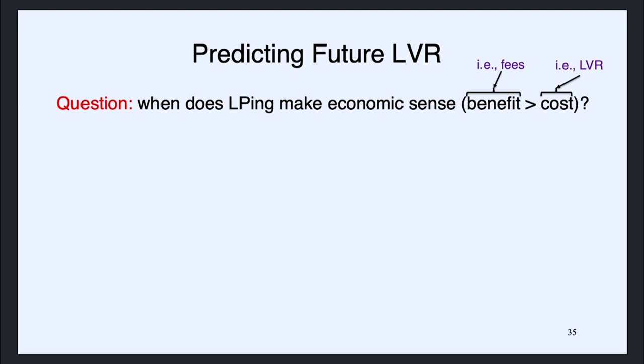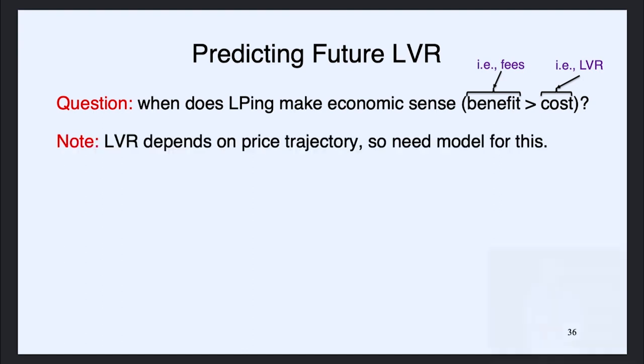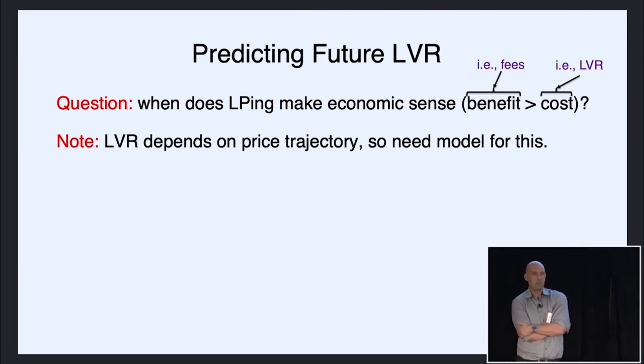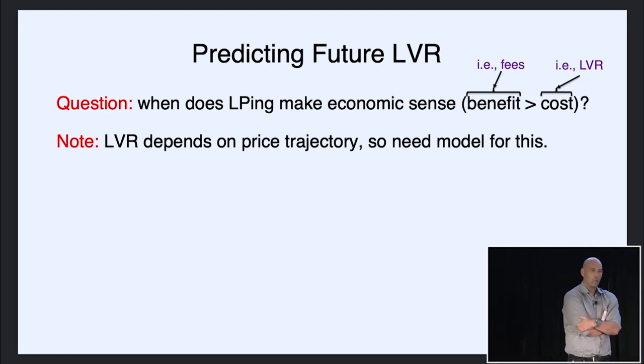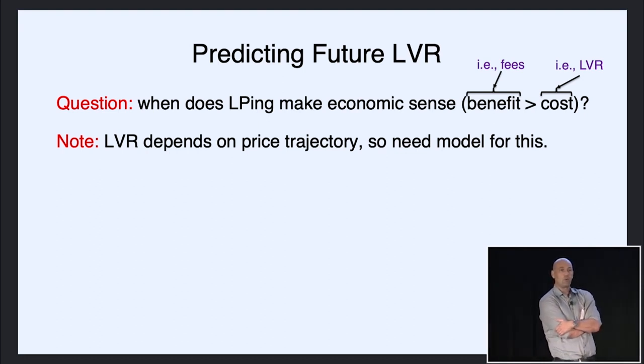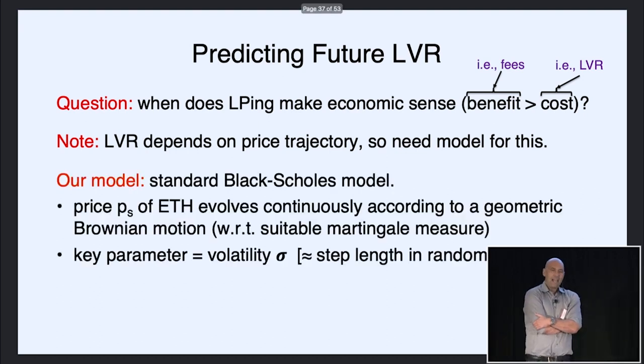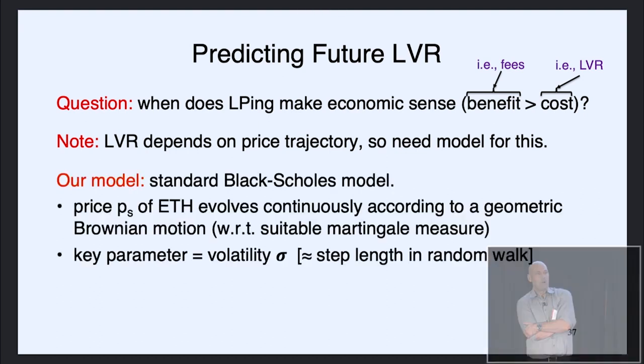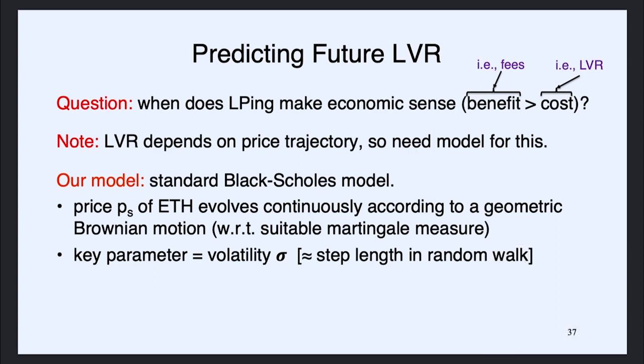Again, I want to focus on the cost. So how do we reason about what LVR is likely to be going forward? As we've said, LVR depends on the trajectory of prices. So to reason about LVR in the future, we need some assumptions about what prices are going to do. We need a model of price evolution. You can imagine doing various things here. We did probably the most obvious basic one, which is just the standard model in continuous time finance, the Black-Scholes model.